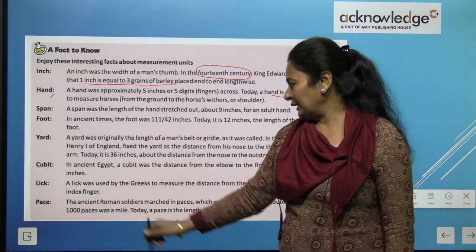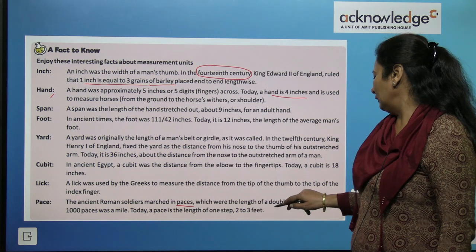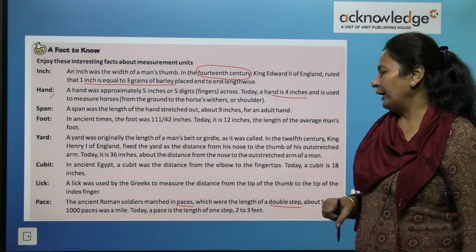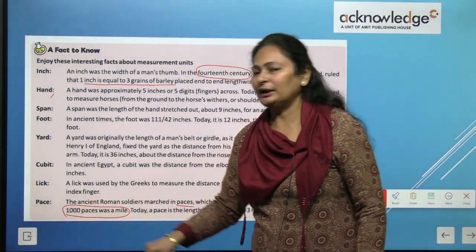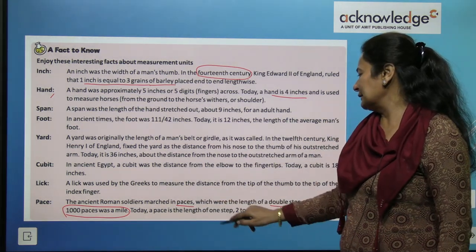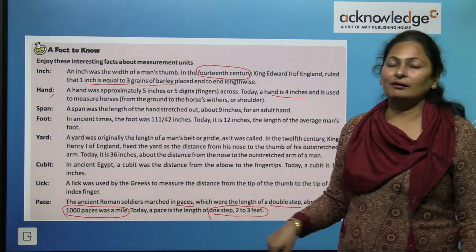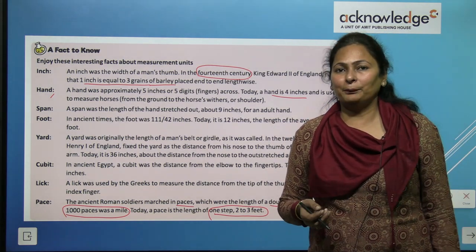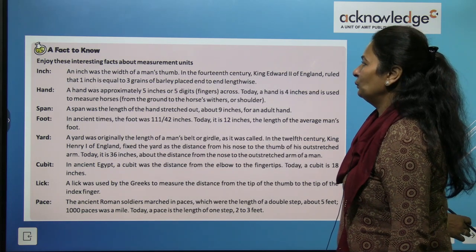Pace: the ancient Roman soldiers marched in paces, which were the length of the double step, about 5 feet. 1,000 paces were a mile, right? So they calculated a mile is equal to 1,000 paces. Today a pace is the length of one step, approximately 2 to 3 feet. So these are some non-standard units.